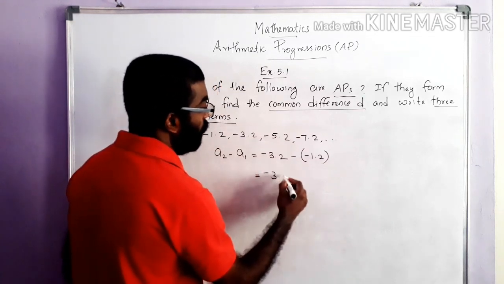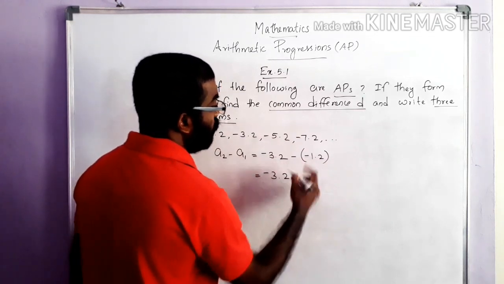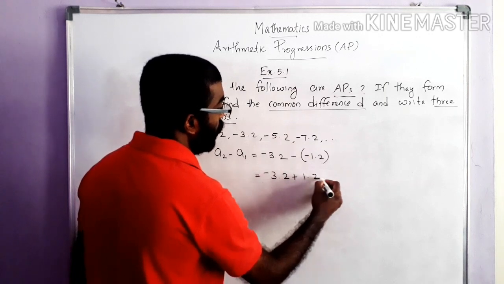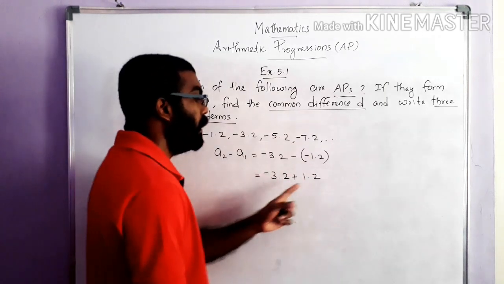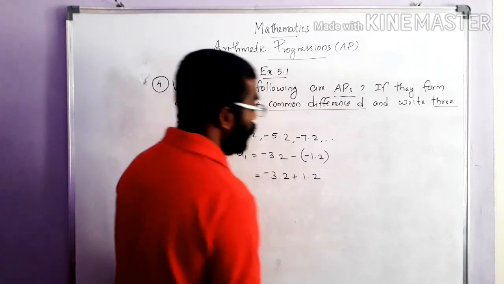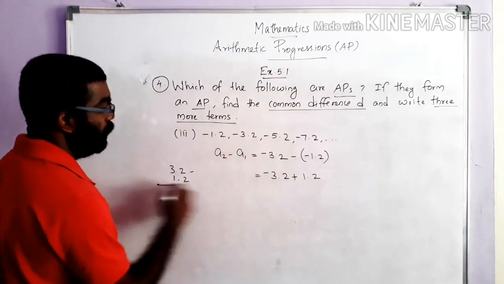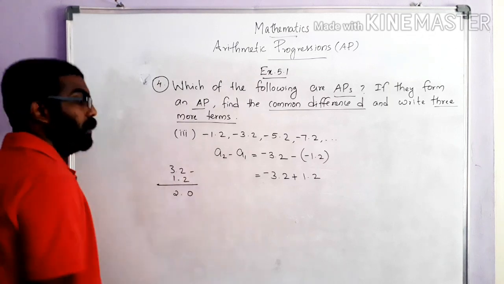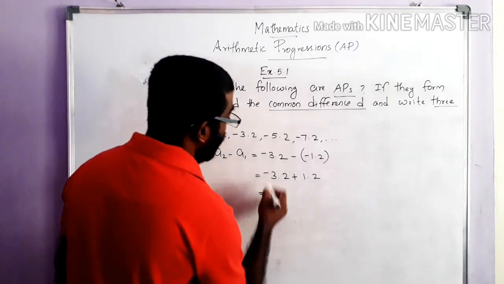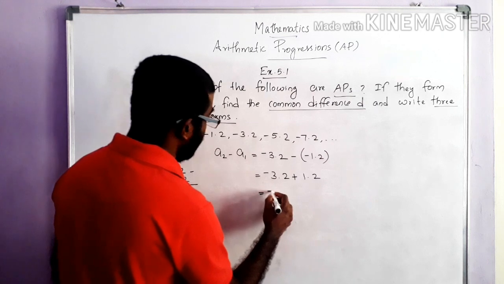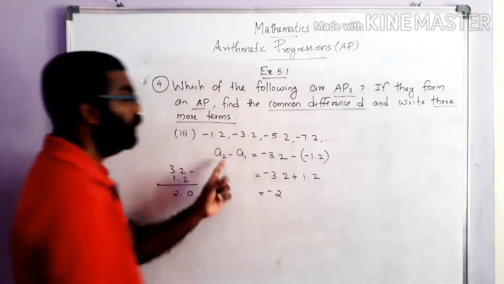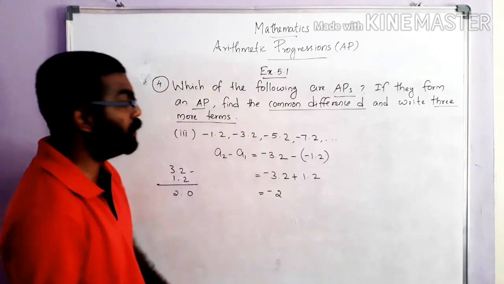That is minus 3.2. This minus of minus, plus 1.2. Here the first term is negative and the second term is positive. So we can subtract and find out the answer. 3.2 minus 1.2, that is 2.0, that means 2, and sign of large number, that is minus 2. So here A2 minus A1 is minus 2.